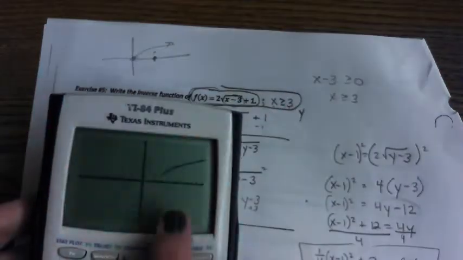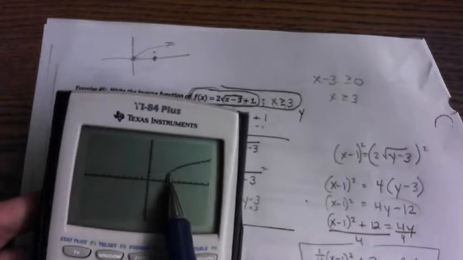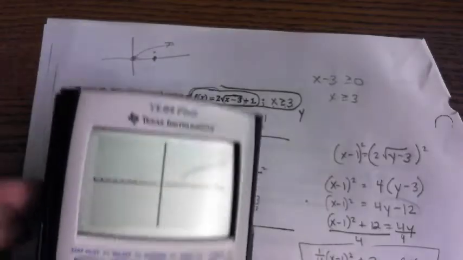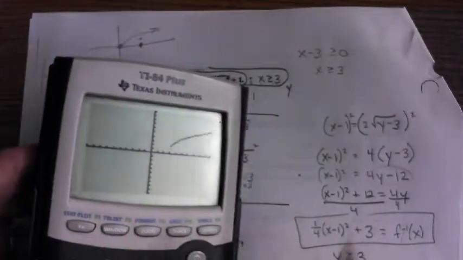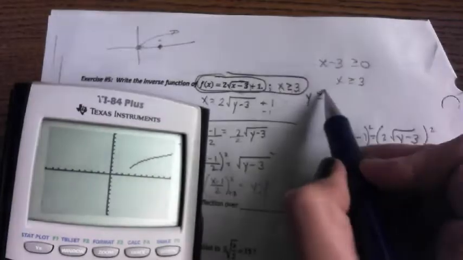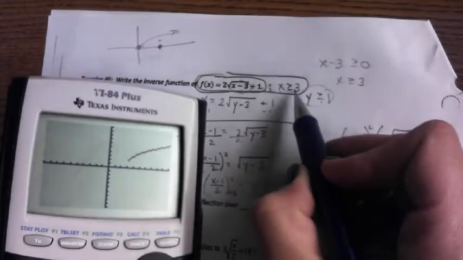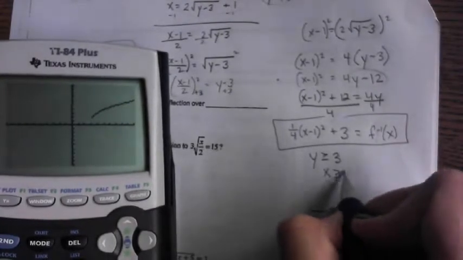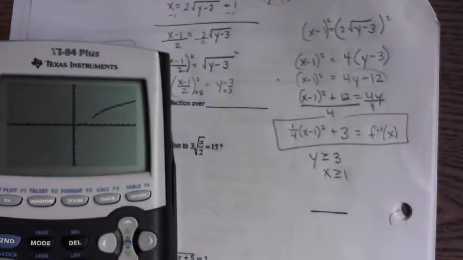You're right, though. The graph does kind of look like it's at 2, but that's because the graph doesn't really pull it down. That's a pixel issue. So you don't really ever want to trust the graph, especially at an endpoint like that. So it's actually 1. So if that's the range of your original, that's going to turn into the domain of your inverse. Follow?